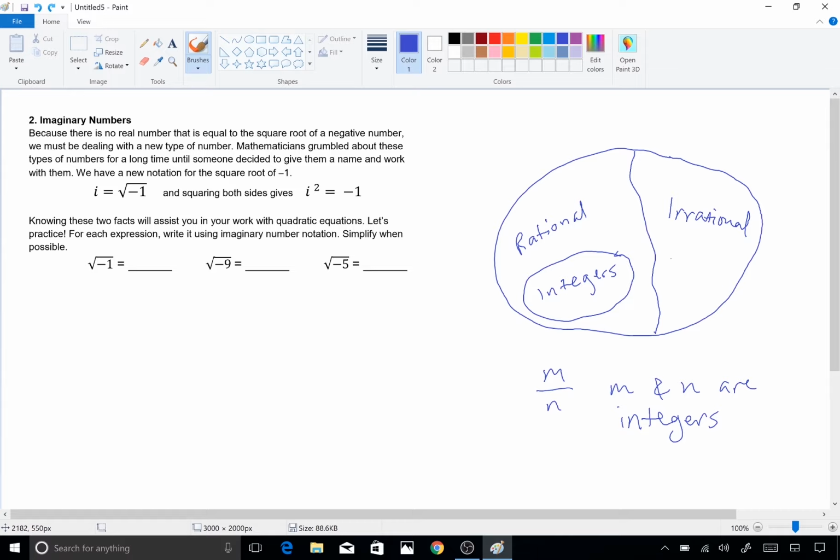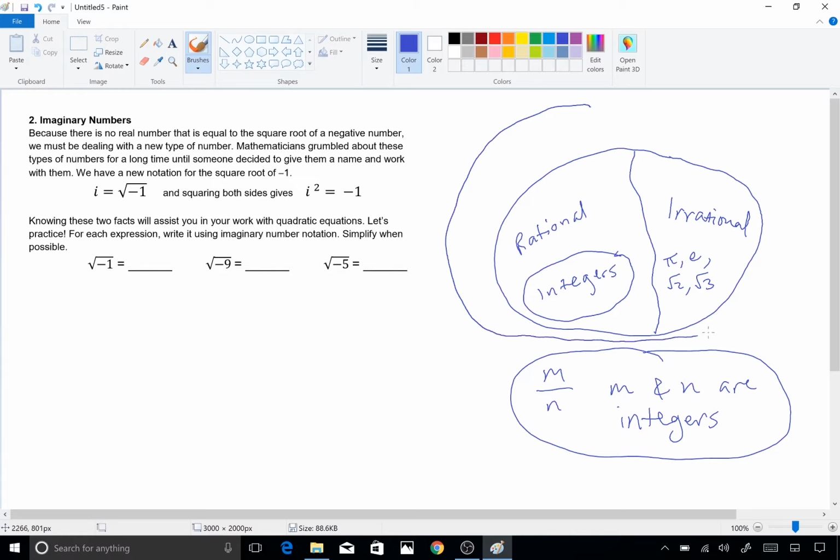Irrational numbers are numbers like pi, e, the square root of 2, the square root of 3, numbers that cannot be written in this form. The real numbers are contained in a larger set of numbers called the complex numbers, which are based on the number i, the square root of -1. This i allows us to take the square root of any negative number.